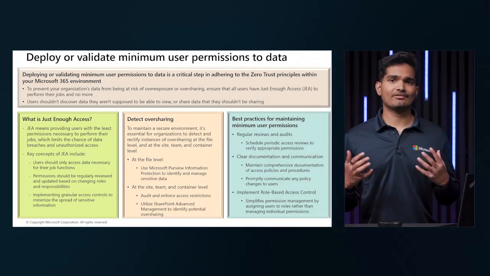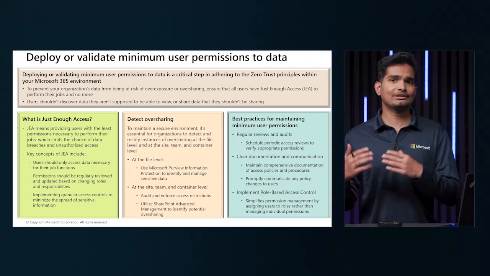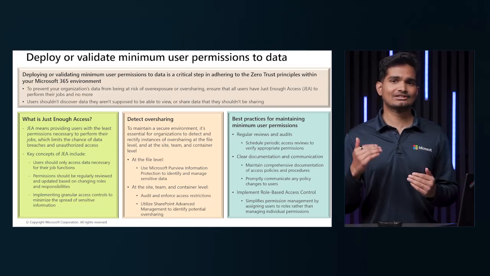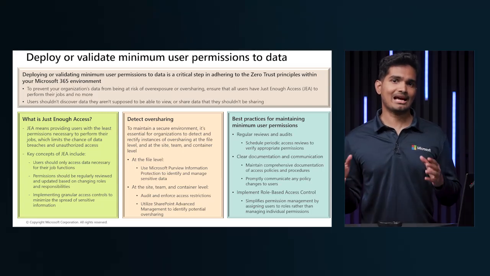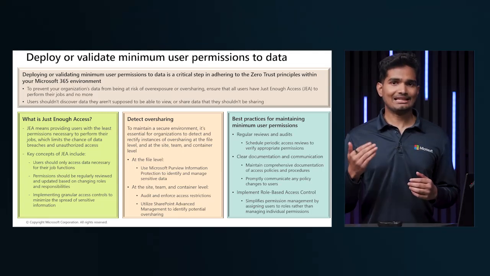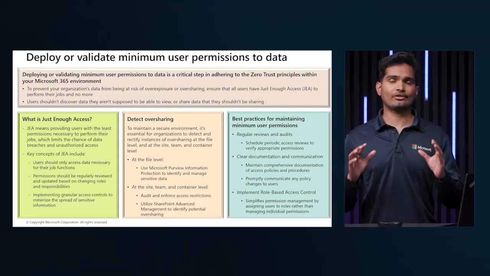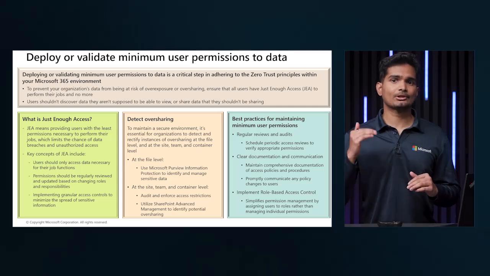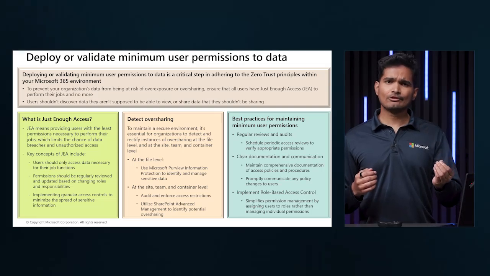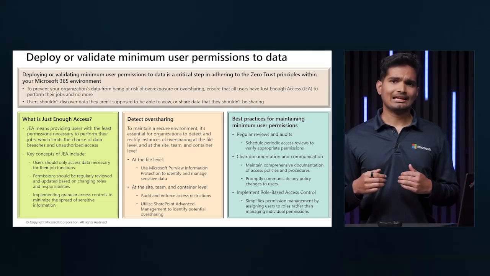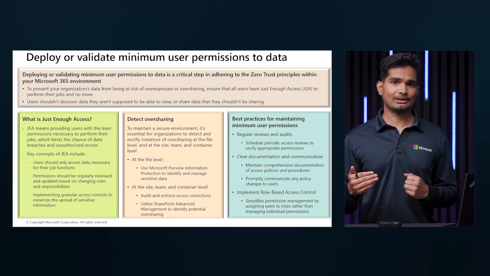What is just enough access? Just enough access, JEA, means providing users with the least permissions necessary to perform their jobs, limiting the chance of data breaches and unauthorized access. Key concepts of JEA include users should only access data necessary for their job functions. Permissions should be regularly reviewed and updated on changing roles and responsibilities. Implementing granular access controls to minimize the spread of sensitive information.